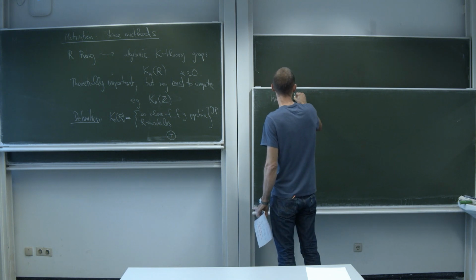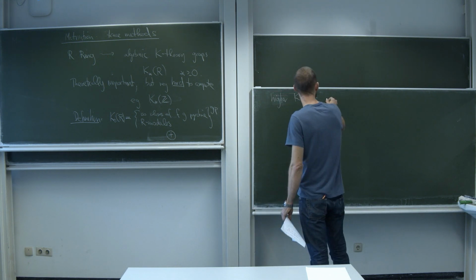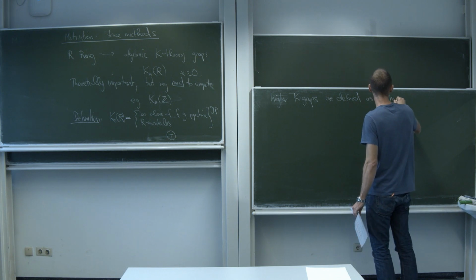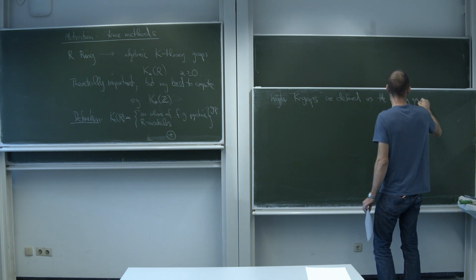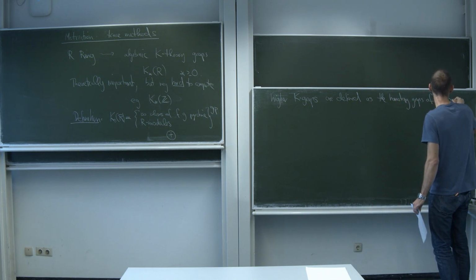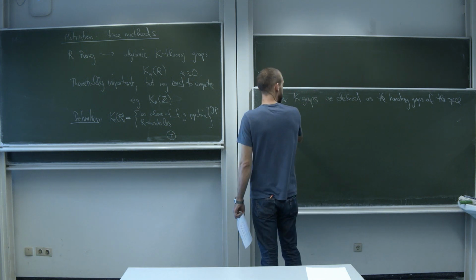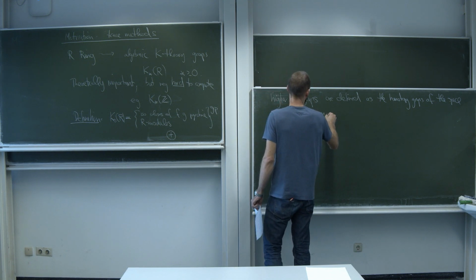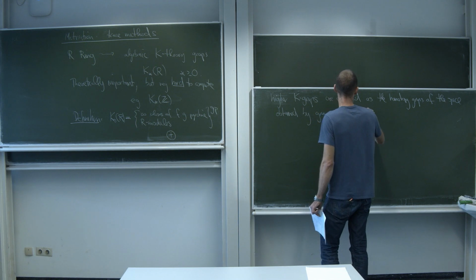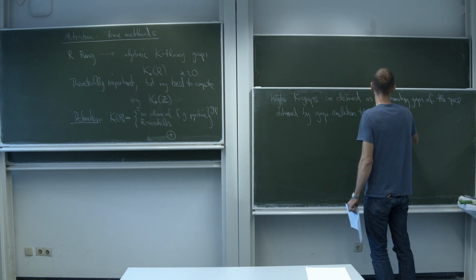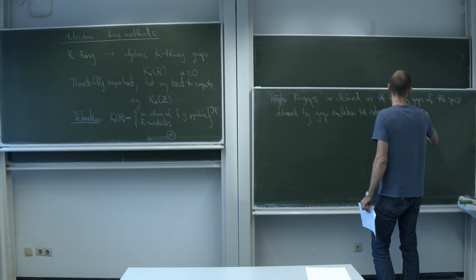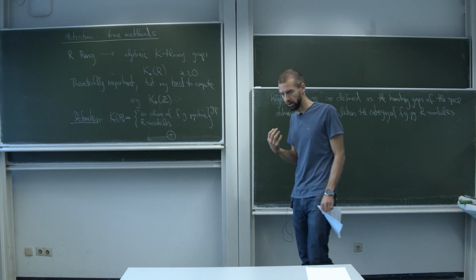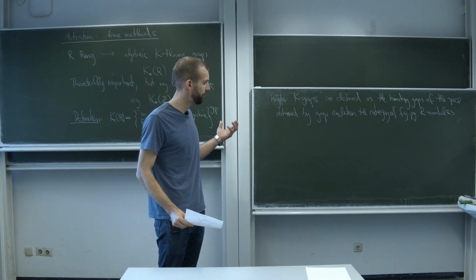So the higher K groups are defined as the homotopy groups of a space, in the sense of a topological space, or homotopy type, obtained by group completing the category of finitely generated projective R-modules. So you see, I guess this is just a slogan at this point. This can be made precise by means of higher algebra.